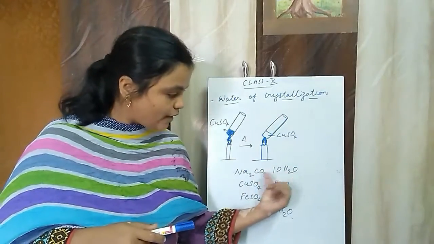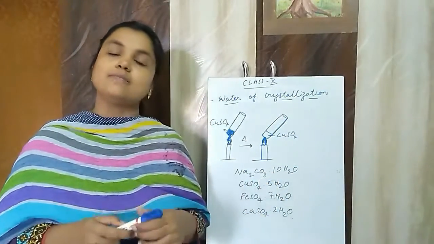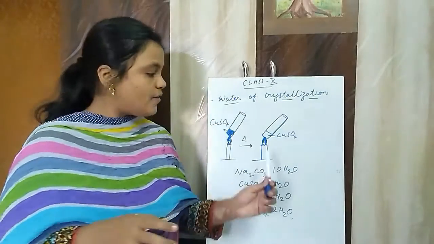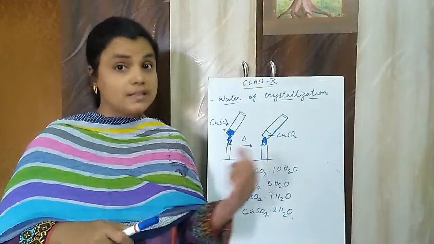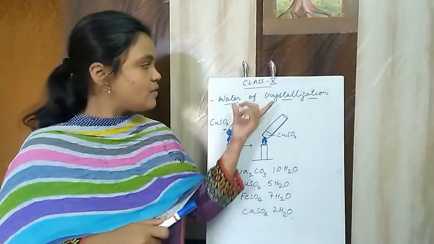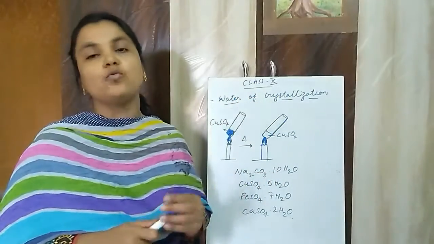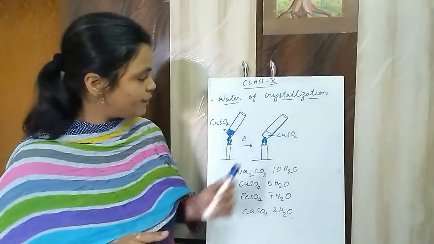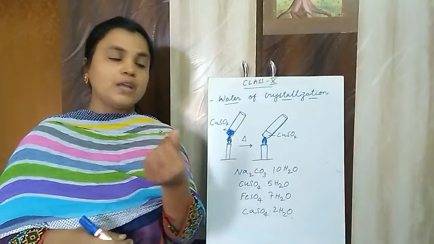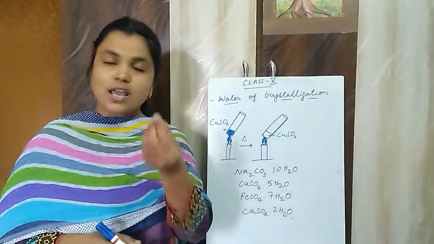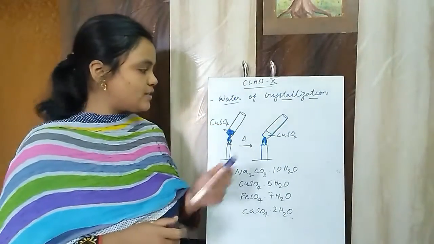If I write only Na2CO3, then it is simply called sodium carbonate. When I write .10H2O, then it is washing soda. So we will be learning more about water of crystallization today. You can see that I have taken a salt, copper sulfate. It's called blue vitriol, is it not? It is a blue colored crystalline solid.